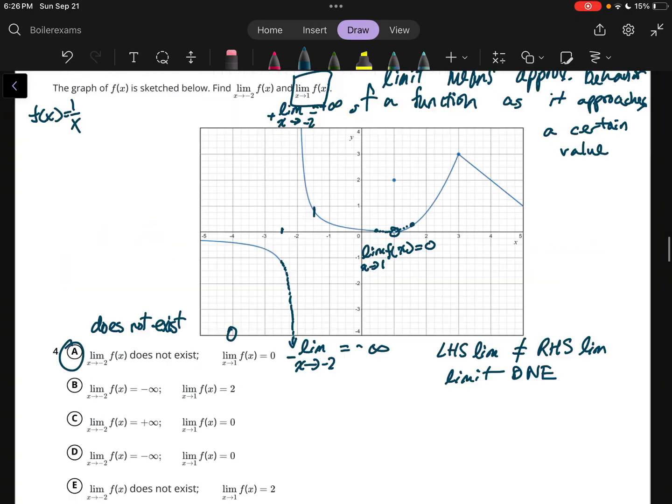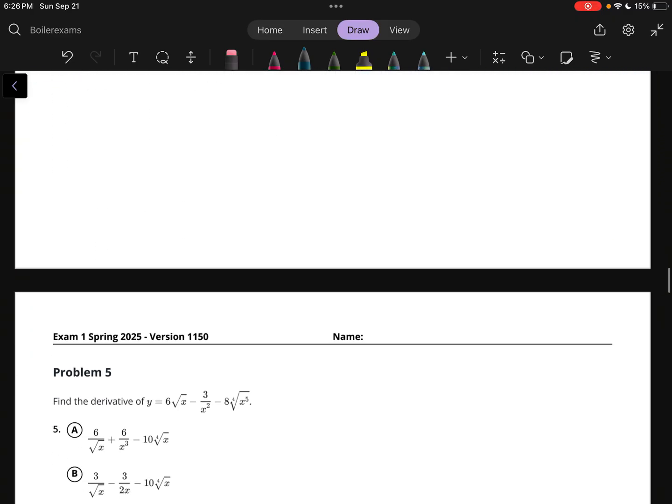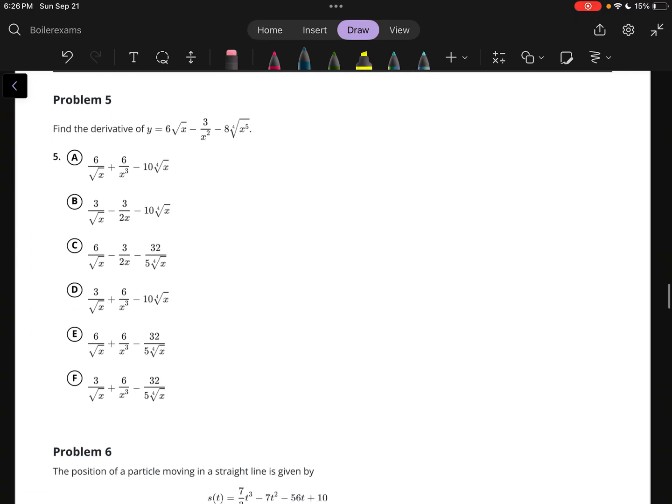All right, moving on to question 5. Question 5 asks us to find the derivative of y equals 6 times square root x minus 3 over x squared minus 8 times the fourth root of x to the power of 5. So this looks really intimidating, but all we need to solve this is the power rule.